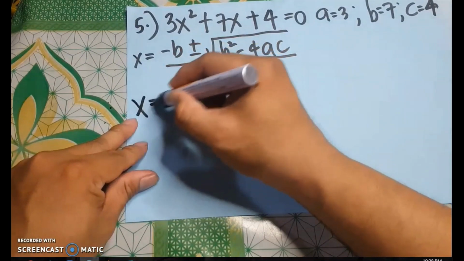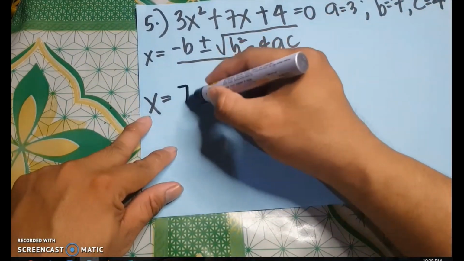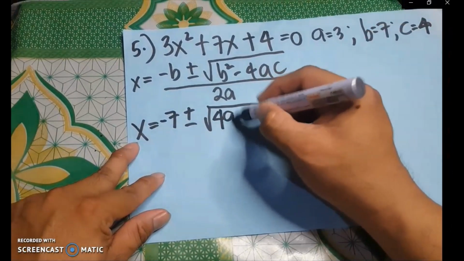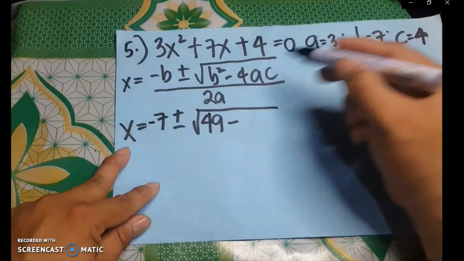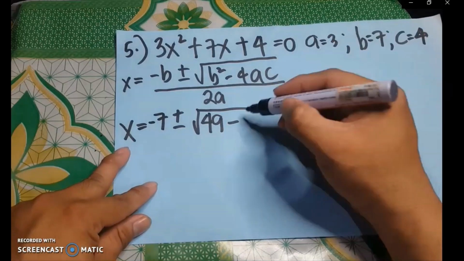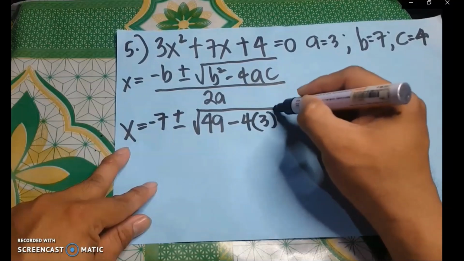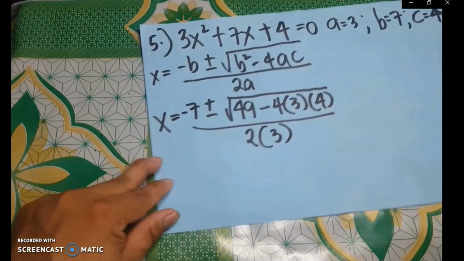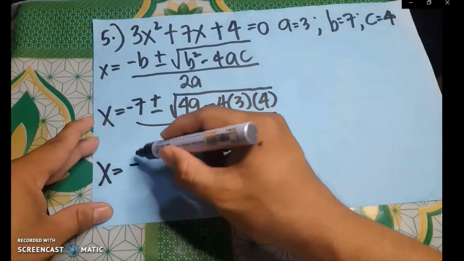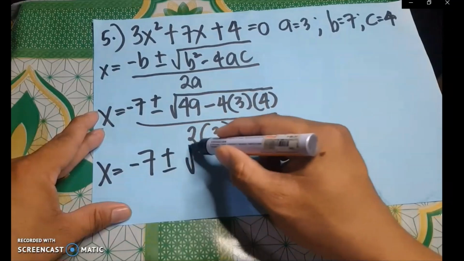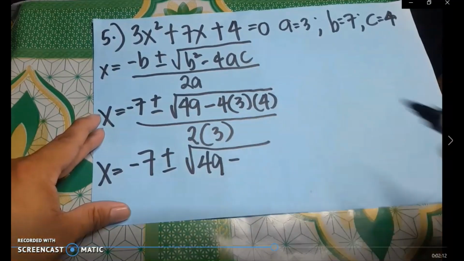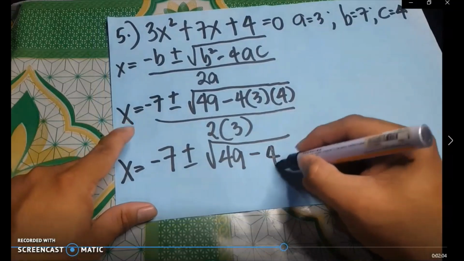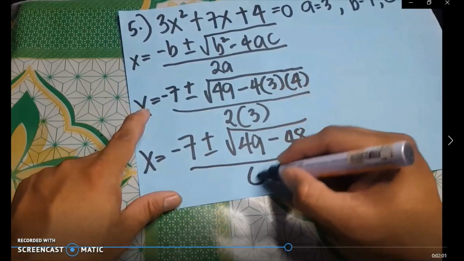So start substituting the value of a, b, and c. So that's negative b, that's negative of 7, that would be negative 7, plus or minus the square root of b squared, that's 7 squared, that would be 49, minus 4 times 3 times 4 as the value of c, all over 2a, that's 2 times 3. Then, simplify what is inside the radical sign, that would be negative 7, plus or minus the square root of 49 minus 4 times 3, that would be 12, times 4, that would be 48. So all over 2 times 3, that would be 6.